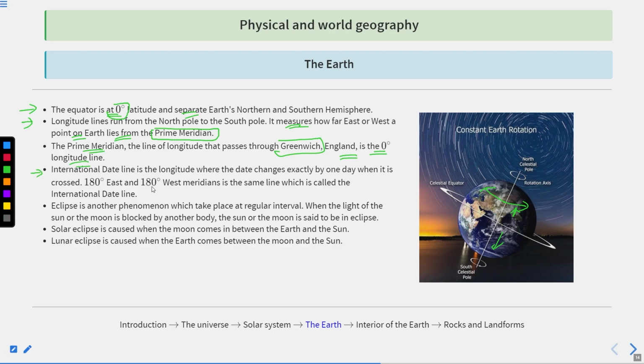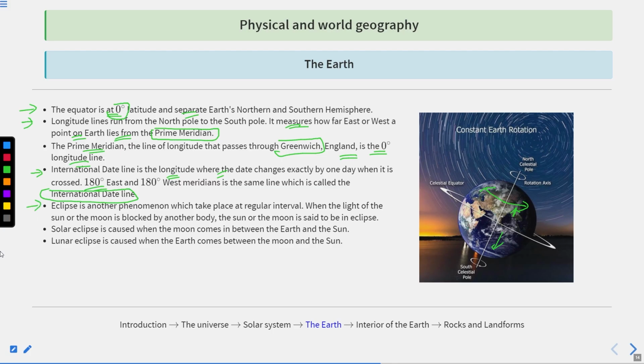If we talk about the international date line, it's the longitude where the date changes by exactly 1 day when it's crossed. If you go 180 degrees east, you will gain 1 day ahead. If you come back 180 degrees west, you will lose 1 day. And the imaginary line from where this happens is known as the international date line.